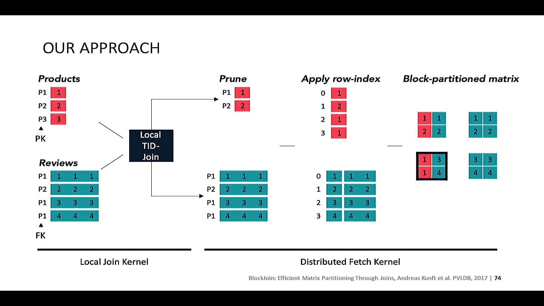But this time, we can decide whether we materialize the matrix on the receiver or the sender node. The point here is that you can apply a method called late materialization. So the two duplicates you see here on the slide for the join key P1, the two ones in the applied row index column, we do not have to materialize them in advance. We can materialize them on the receiver side.